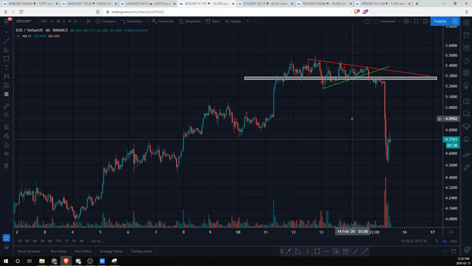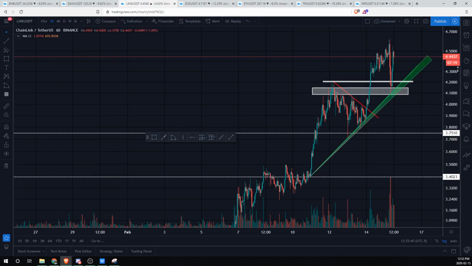It's just systematic, and you do the same thing over and over again. It starts to become very repetitive, and you're not even thinking at a certain point. You're just doing things that the market tells you to do, if that makes sense. So that's the overall structure for EOS. Now we'll look at Link.